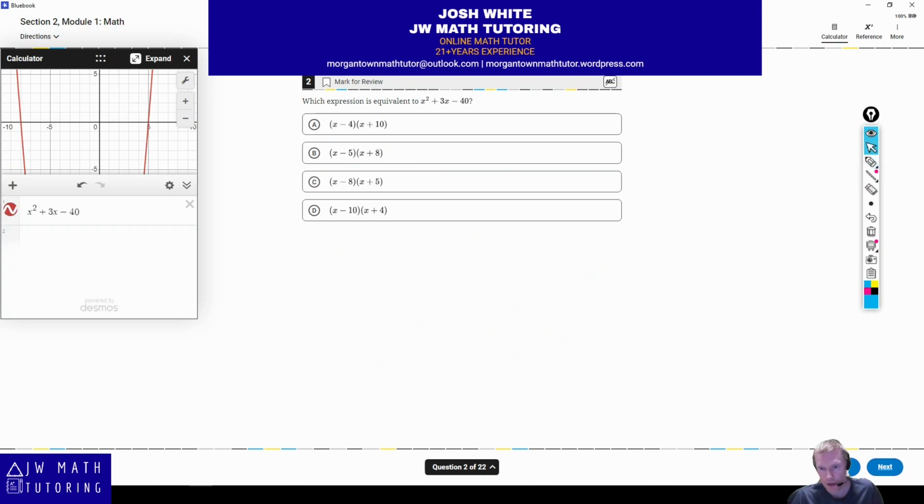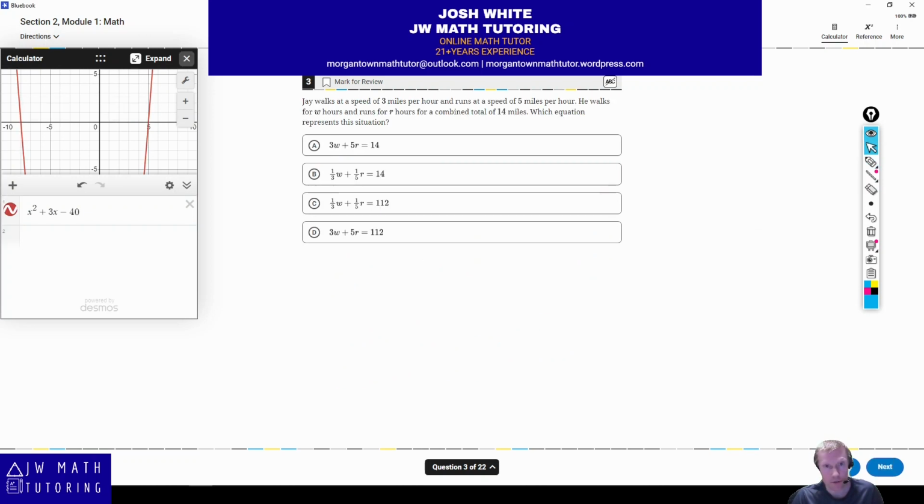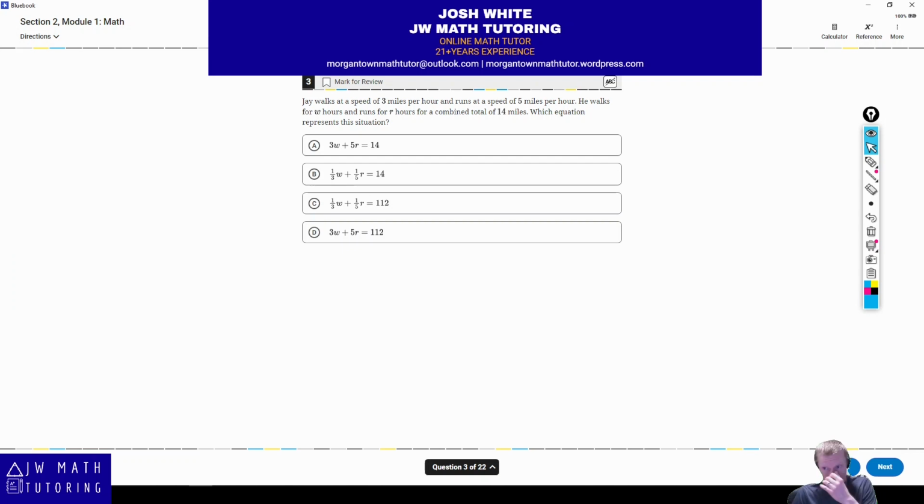Okay, now we'll just get rid of that for right now. Looking at question number 3. So this is just basically a fairly straightforward linear equation that you're going to set up. Notice that the 3 miles per hour deals with walking, and for the walking, they tell us he walks for W hours. So to get the total distance, we're just going to multiply the rate, or the speed, of 3 times his time, which is W.